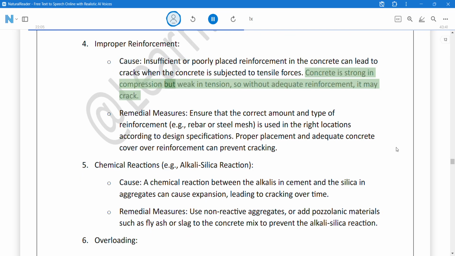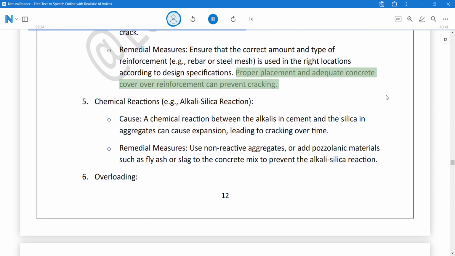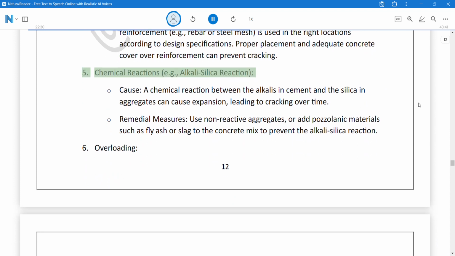Concrete is strong in compression but weak in tension, so without adequate reinforcement, it may crack. Remedial measures: Ensure that the correct amount and type of reinforcement is used in the right locations according to design specifications. Proper placement and adequate concrete cover over reinforcement can prevent cracking.